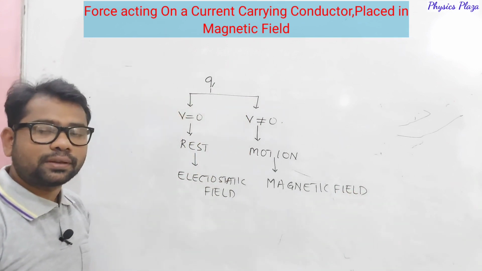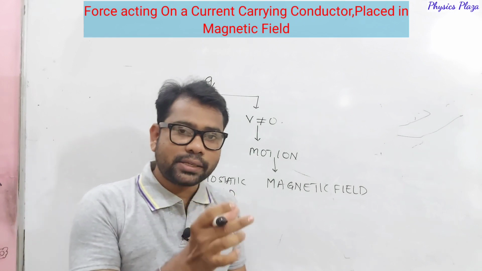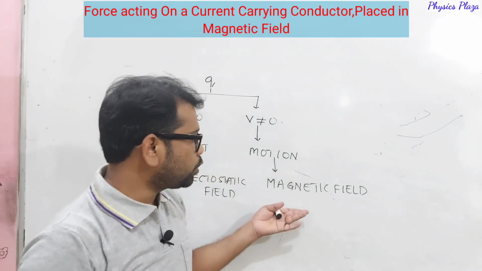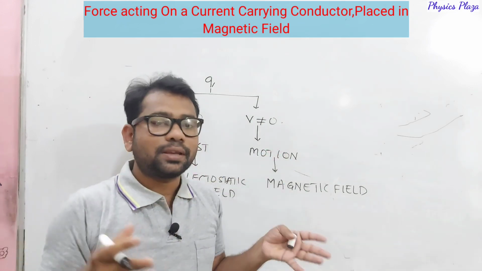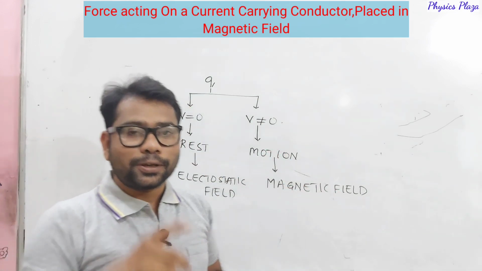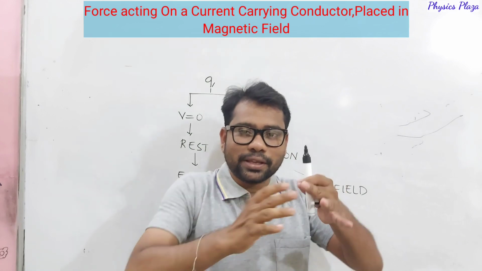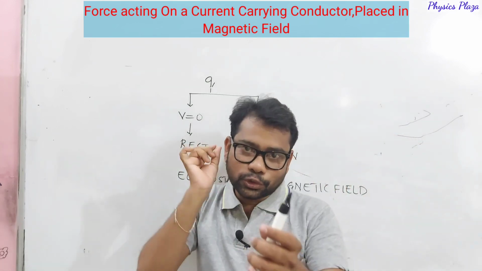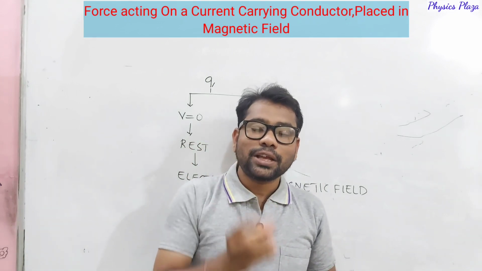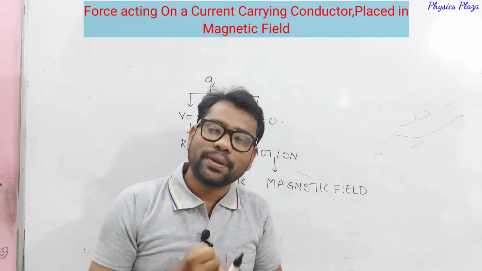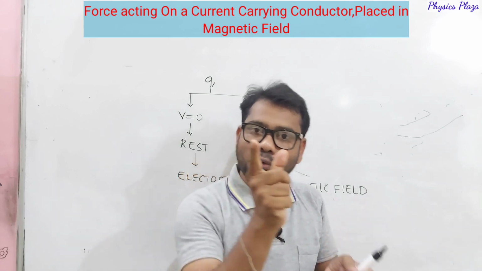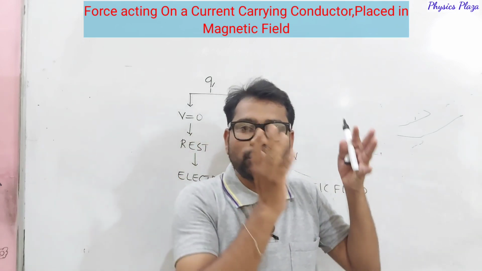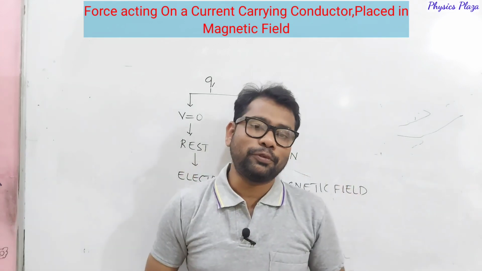So what happens when a charge at rest produces an electric field, whereas a charge in motion produces a magnetic field. Now children, as I said, imagine a magnetic field in the place of water, and imagine a charge in the place of a stone, whatever you are throwing into the water. So what happens when a charge is thrown into the magnetic field? Like a stone thrown into the water, it experiences some force.